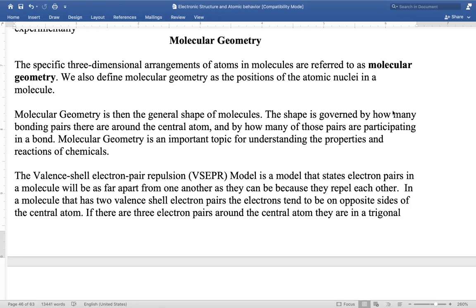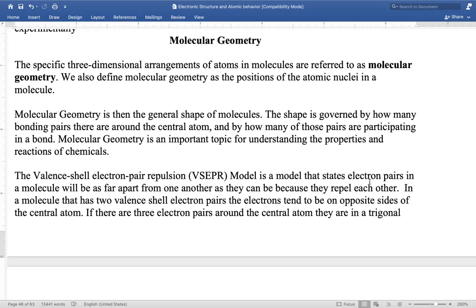And again, this is a theory, which is going to bring some limitations at some point, but this theory suggests that electrons will arrange themselves around a central atom in a position to be as far apart from each other as possible. And that's why you'll see here it says that they will minimize repulsion. It says in a molecule that has more than 2 valence shell electron pairs, the electron pairs tend to be on opposite sides of each other of the central atom.